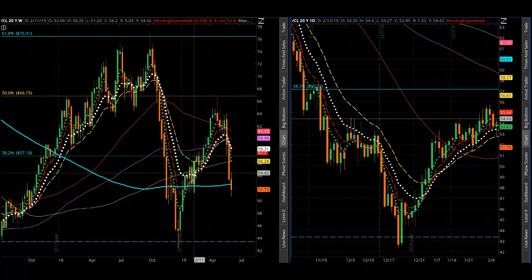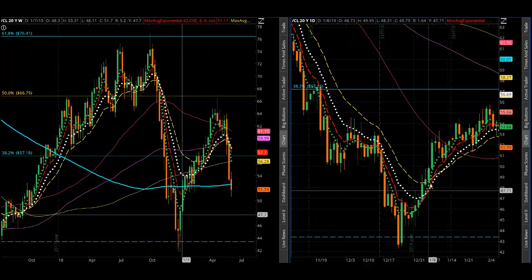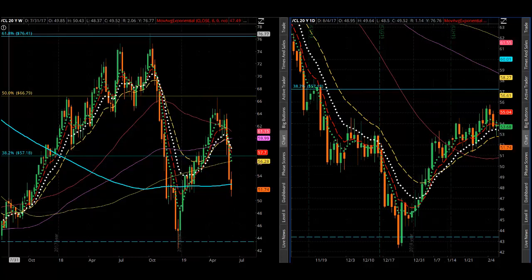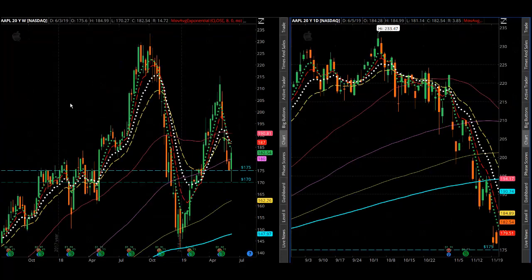So you can see here then the weekly crossed over back in February of 2019. So it's a really great trend indicator for reversals, and pretty much anything you want to look at, it works great. Here's one more example.